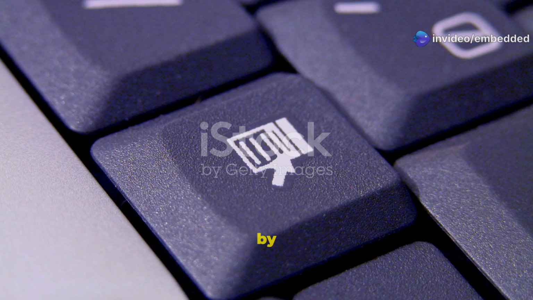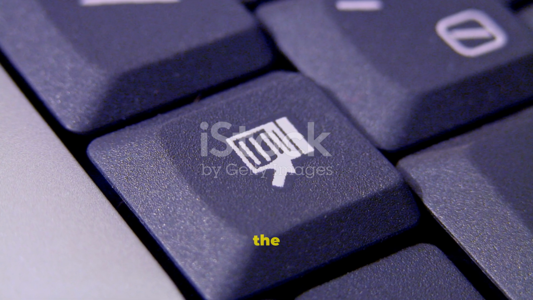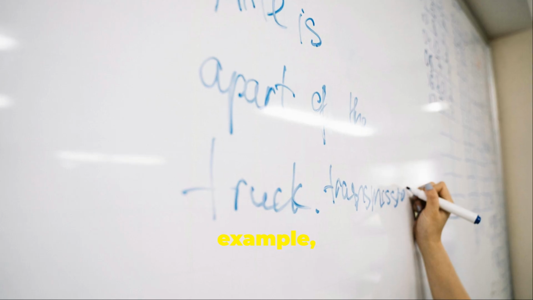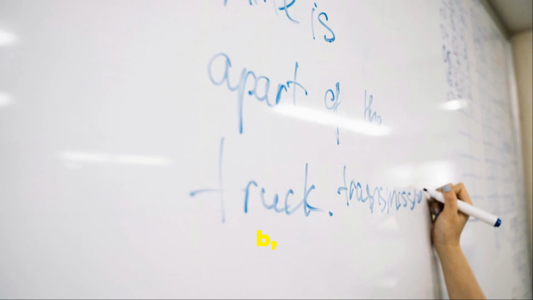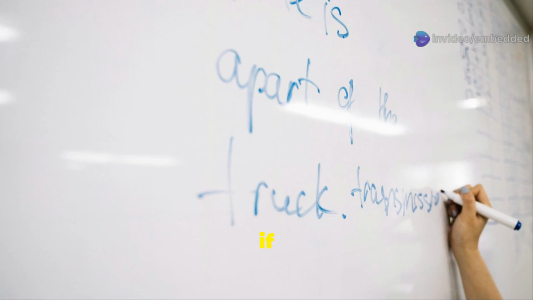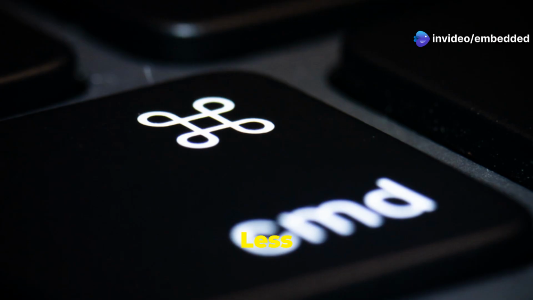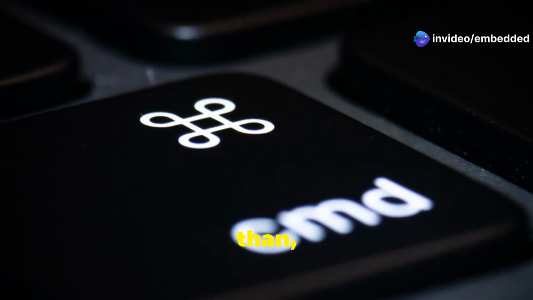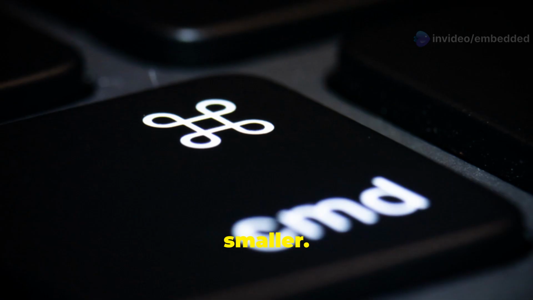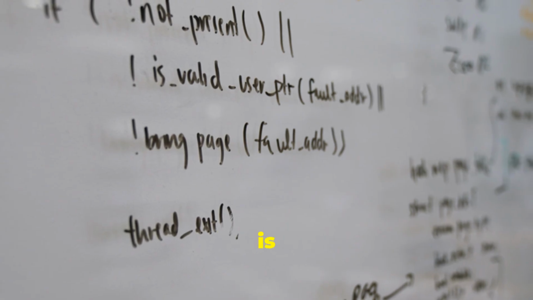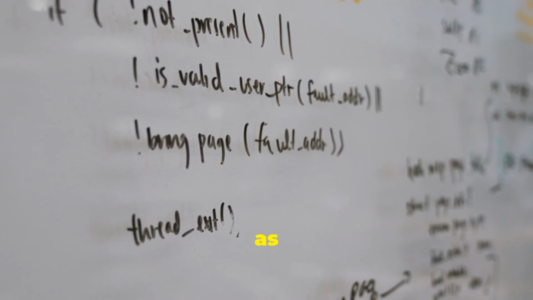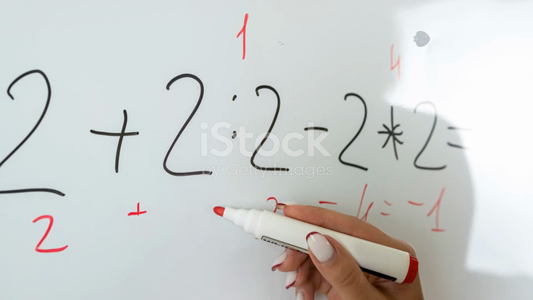Greater than, represented by the symbol >, checks if the left value is larger. For example, if a is greater than b, you would write it as if (a > b). Less than, represented by the symbol <, checks if the left value is smaller. For instance, if a is less than b, you would write it as if (a < b).